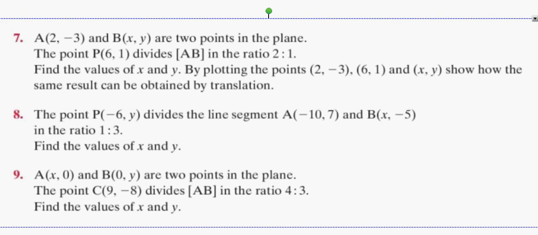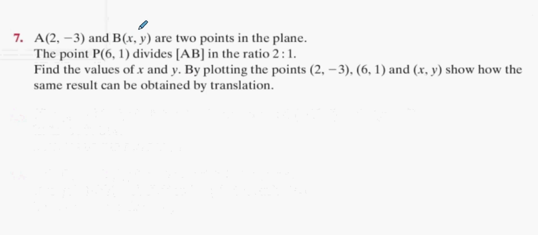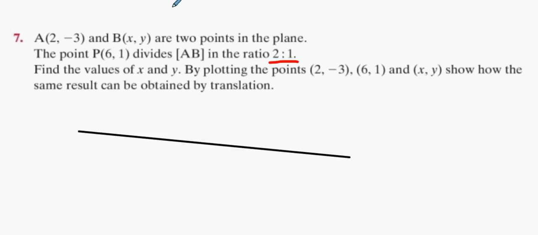Lovely. Alright. Question 7 of your Tinker game. A is 2, minus 3, B is x, y, wherever that is. The point P divides AB in the ratio of 2:1. No bother, I actually think I can almost do this without the graph. Right? So let's get this right. That's A.